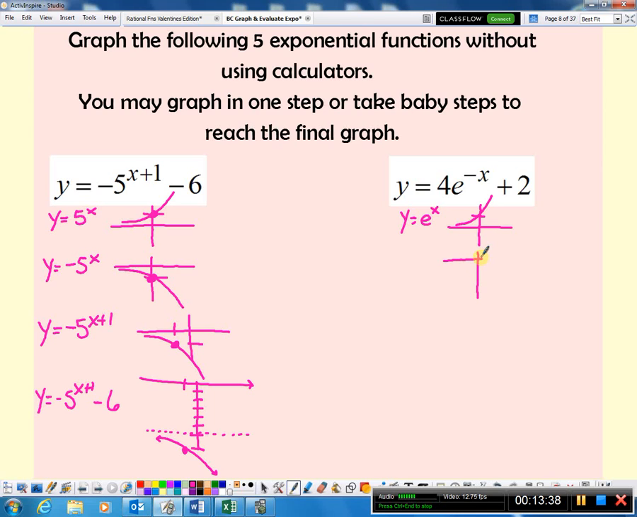e to the negative x reflects the graph from left to right over the y-axis. So that's going to look like that. Now, the hardest transformation with these is what's going on with the 4. The 4 is a vertical stretch. It makes it 4 times taller.